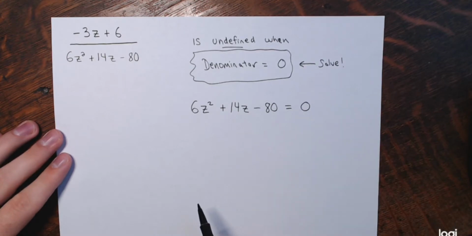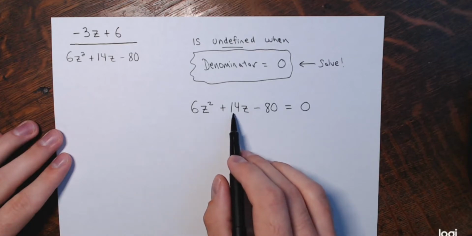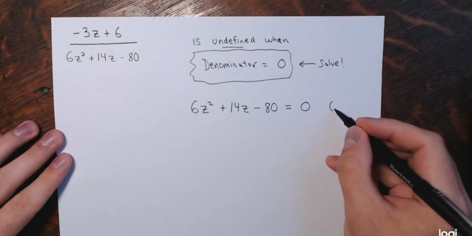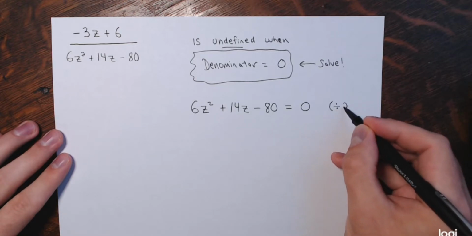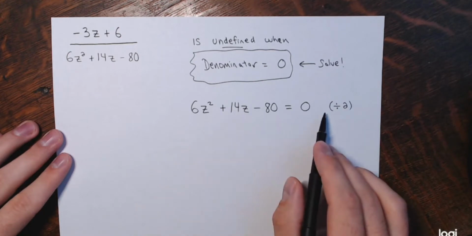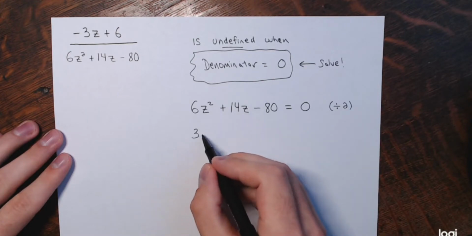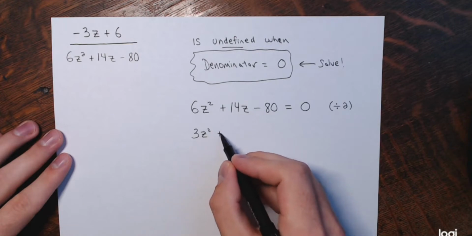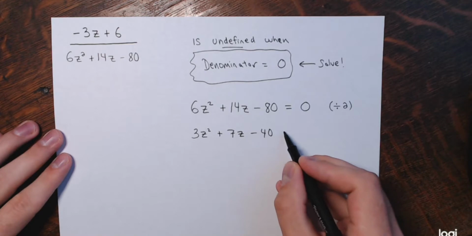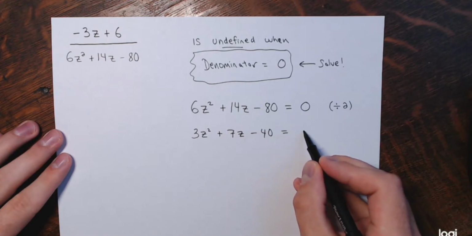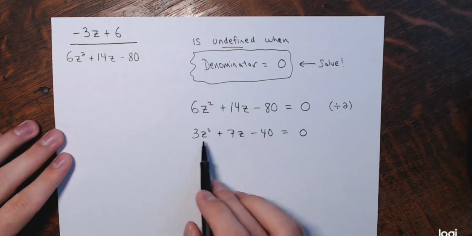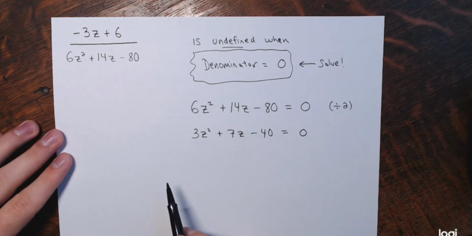Now, one thing I'm noticing is that all the coefficients here are even. So first I'm going to divide both sides by 2 just to make the numbers a little smaller. If I divide everything by 2 on both sides, we'll have 3z squared plus 7z minus 40 equals 0, because 0 divided by 2 is still 0. So, an equation with smaller coefficients. That's the only reason I did that.